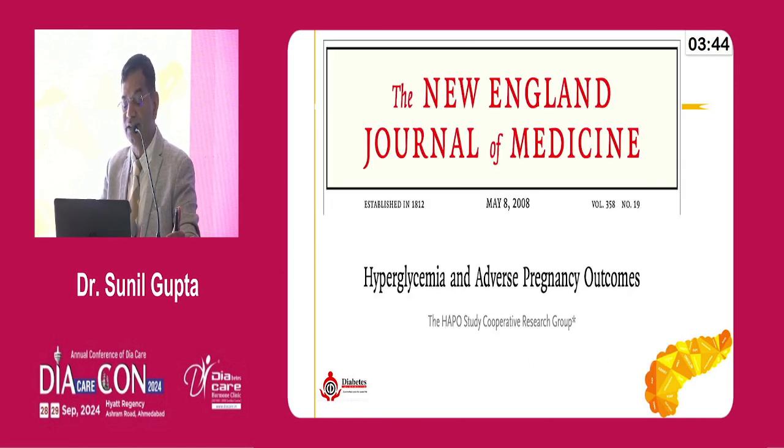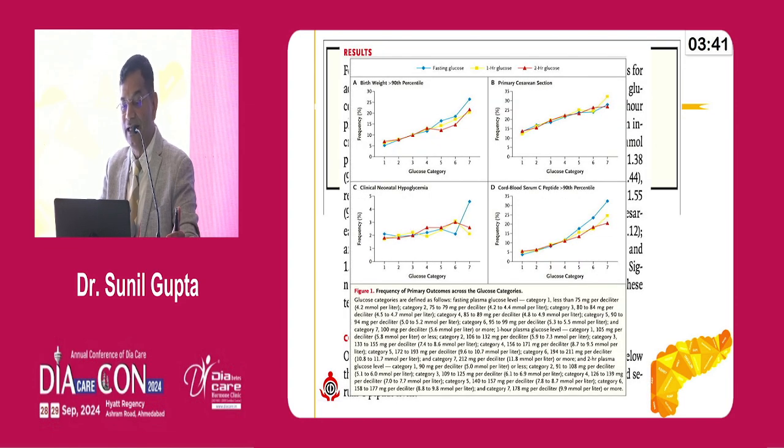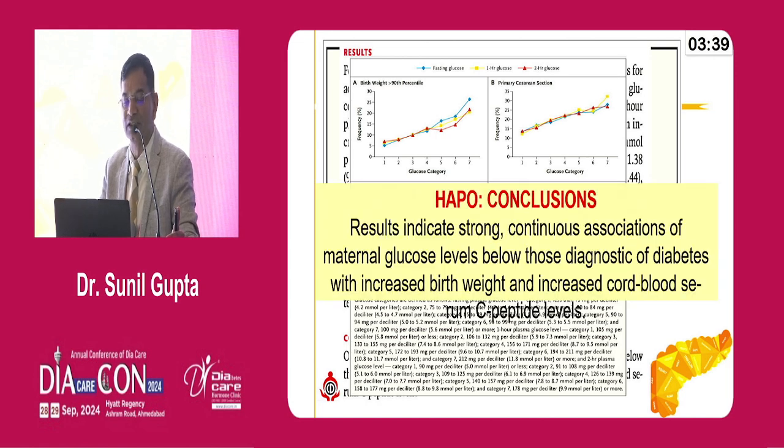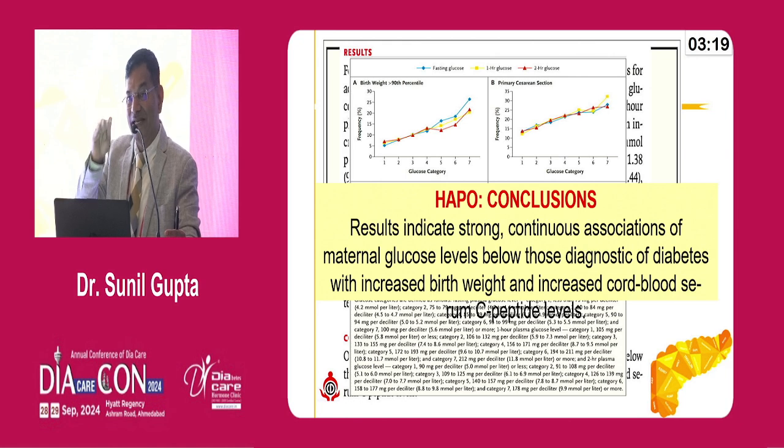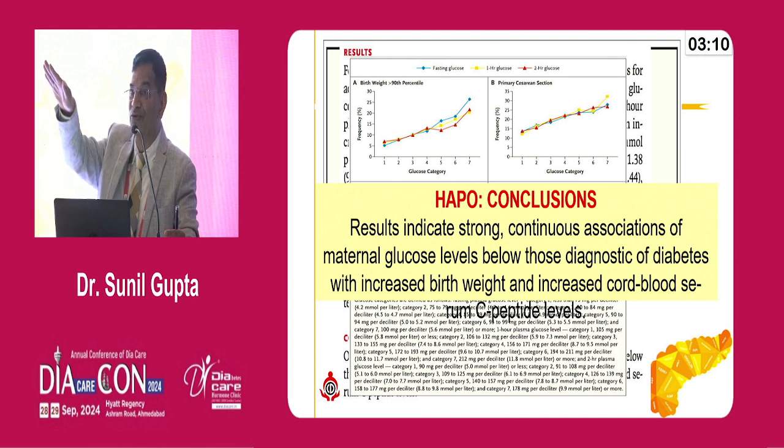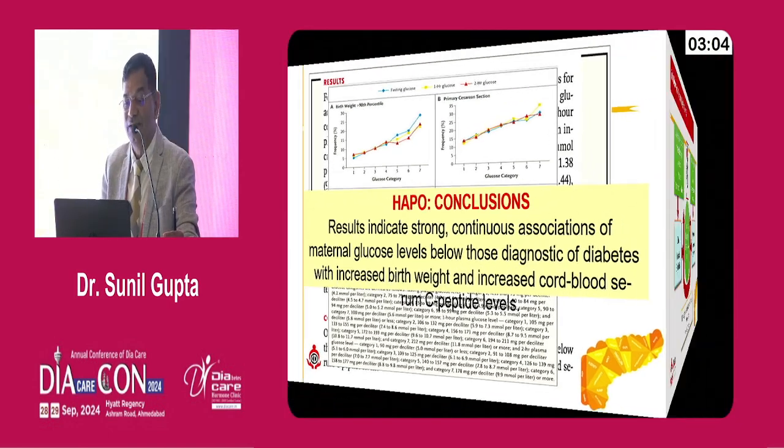Then came the HAPO study, in 2008. This study also had a good number of patients. The conclusion indicated a strong continuous association of maternal glucose levels, below those diagnostic of diabetes, with increased birth weight and increased cord serum C-peptide levels. What this means is there is still no cutoff. 90-120 is a consensus; there is still no cutoff from the HAPO study. But it is continuous. The moment blood glucose goes up, hyperinsulinemia and glucose intolerance go up. And that is how we should be looking at it.